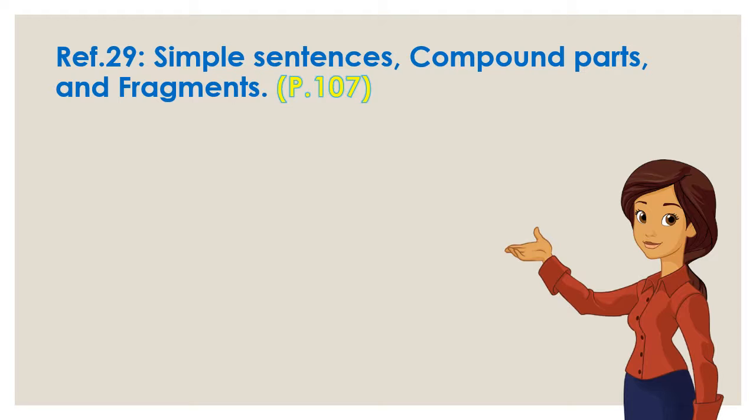Now, as you can see, you have to write first of all the title of the reference and next to it the number of the page because this is very important. You gotta know the number of the page because that will help you to find it on your books. So, first thing first, what is a simple sentence? Now, that's the whole reference all about. What is a simple sentence?